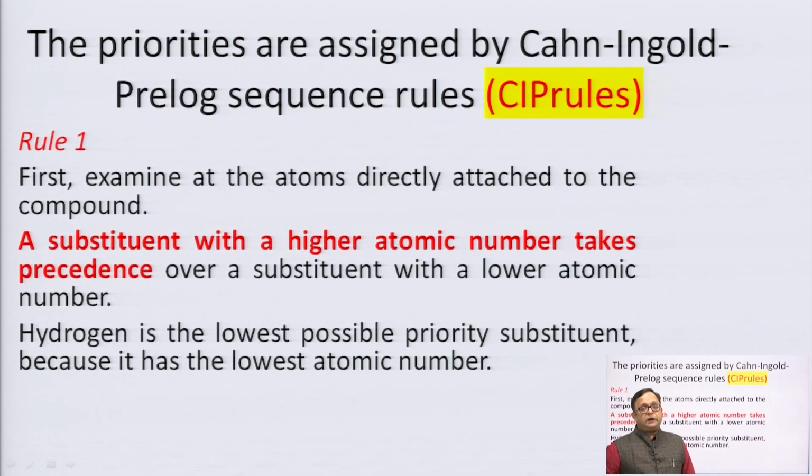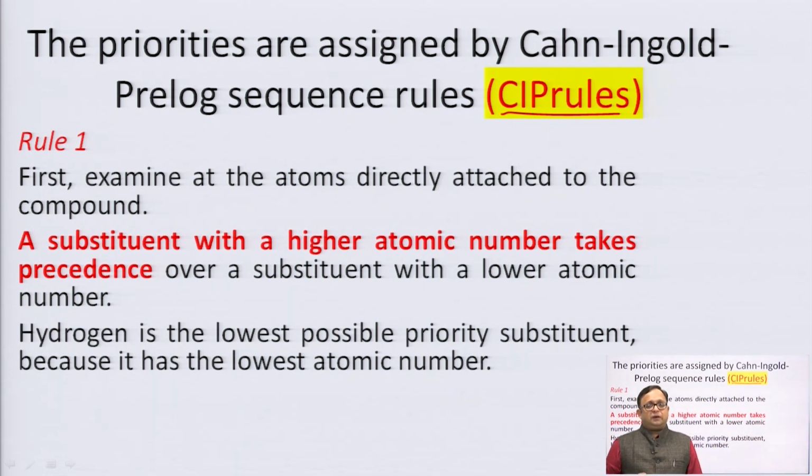So, what are the different priority rules? These priority rules are called the Cahn-Ingold-Prelog sequence rules. In short, they are called the CIP rules, the Cahn-Ingold-Prelog system. A similar system is also used in the nomenclature of the RS system.